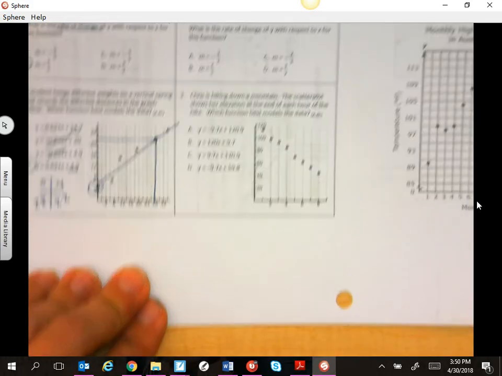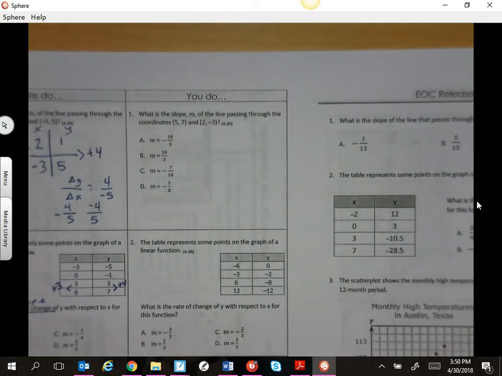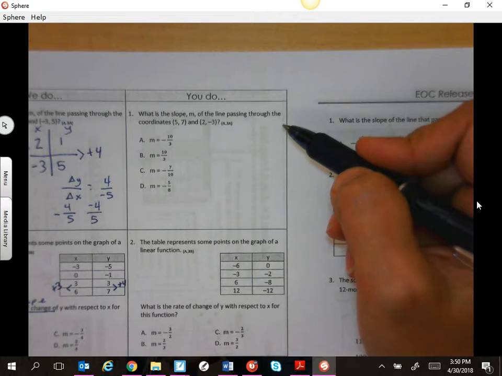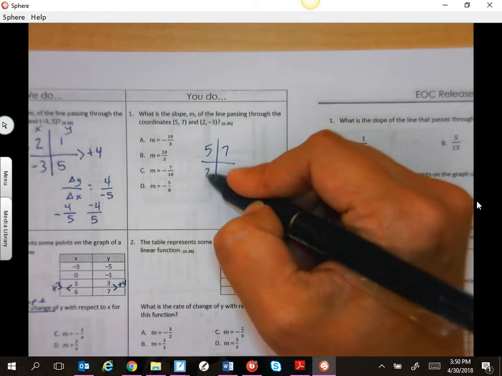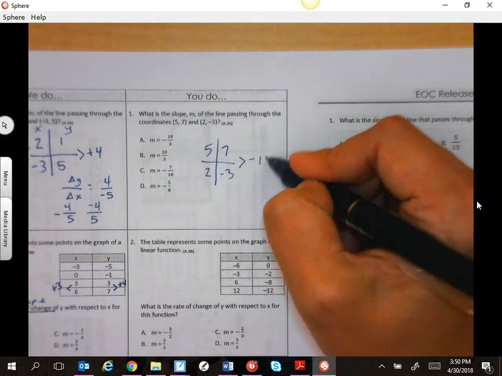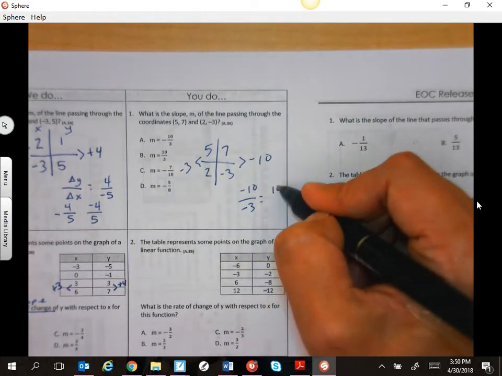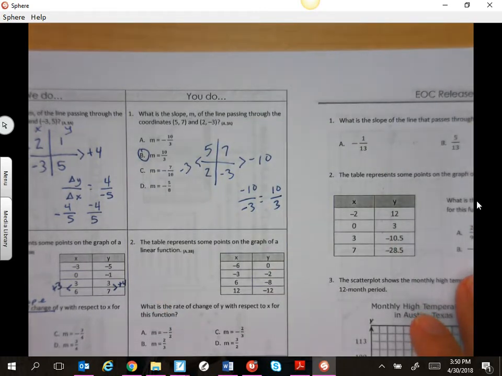So I would like you to pause me and do the you do, and then when we come back, put your answers in the calculator, and then we'll see how you did. So welcome back. So on this one, again, minus 10, minus 3. Now a negative over a negative is a positive. So this one is B. Hopefully you did quite well there.